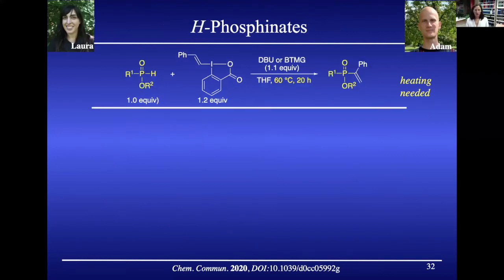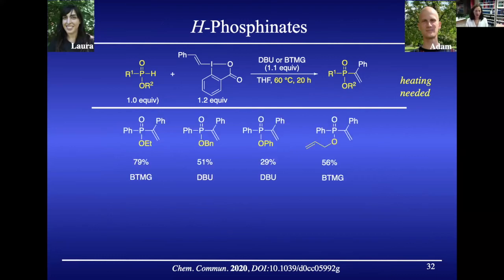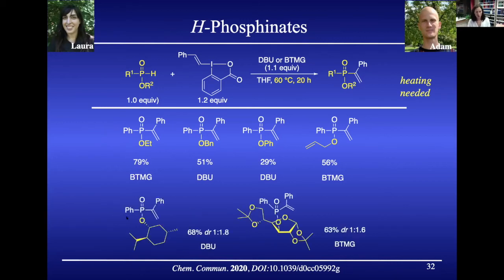And going over then to H-phosphonates, again, we had to increase the temperature and now also increase the reaction time to get those reactions to go. But then we were able to develop a small scope with such substrates, and it turned out that it was a bit substrate dependent whether DBU or BTMG was the best base. So you see a selection of H-phosphonates here that we could successfully vinylate, and also some more complex phosphonate substrates down here.